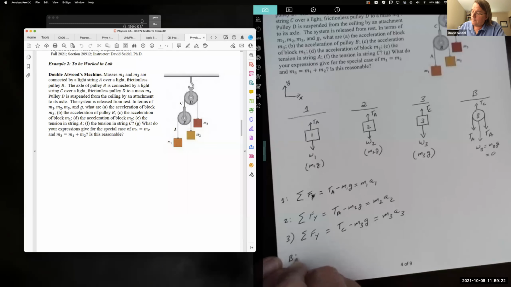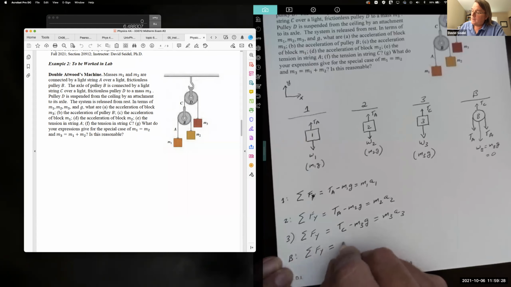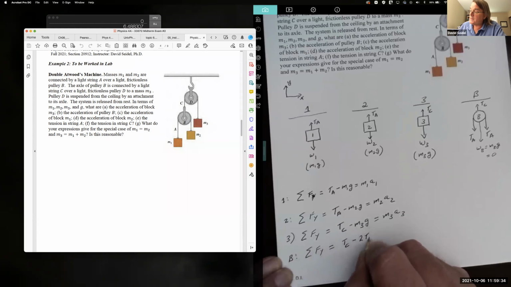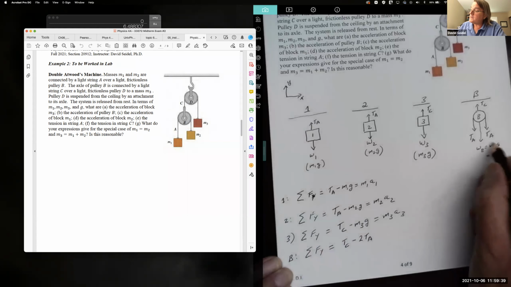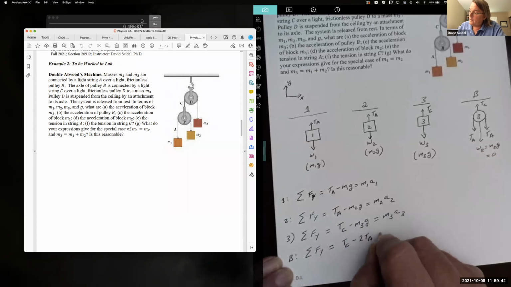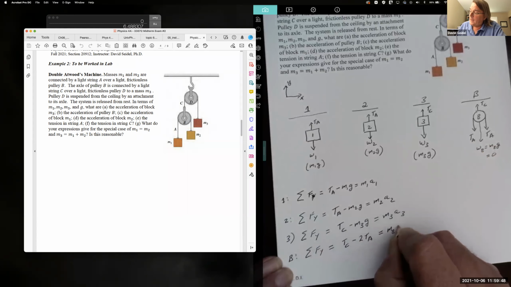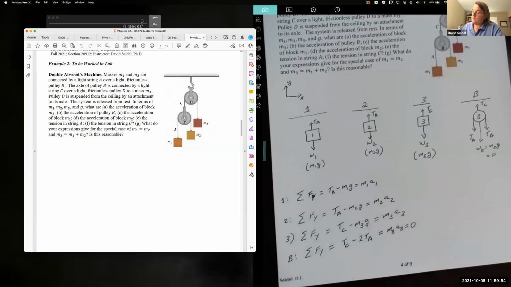MB, sum of the force in the y direction is equal to TC minus 2TA. Note, this other term is 0, so I'm not even going to bother putting it in there. It is equal to MBAB, which is equal to 0. Okay? So there's 4 equations, right?